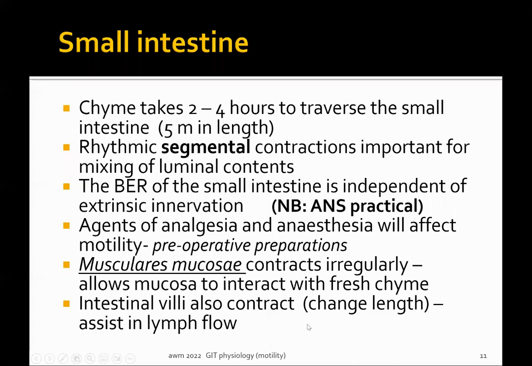Also, the intestinal villi, as they contract, change their length. As we said, they protrude deeper into the lumen and go back as they get longer and shorter. This is what is going to assist in lymph flow. And remember that the digestive end products of fat are carried by the lymph and circulated. They don't go via the hepatic portal vein, via the liver.